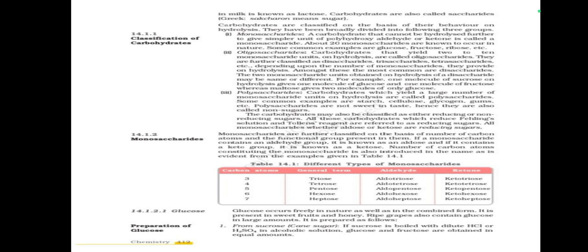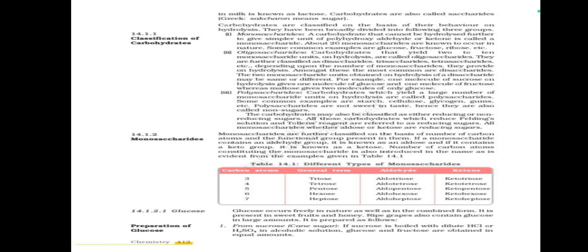All those carbohydrates which reduce Fehling's solution and Tollens' reagent are referred to as reducing sugars. All monosaccharides, whether aldose or ketose, are reducing sugars. Monosaccharides are further classified on the basis of the number of carbon atoms and the functional group present in them.